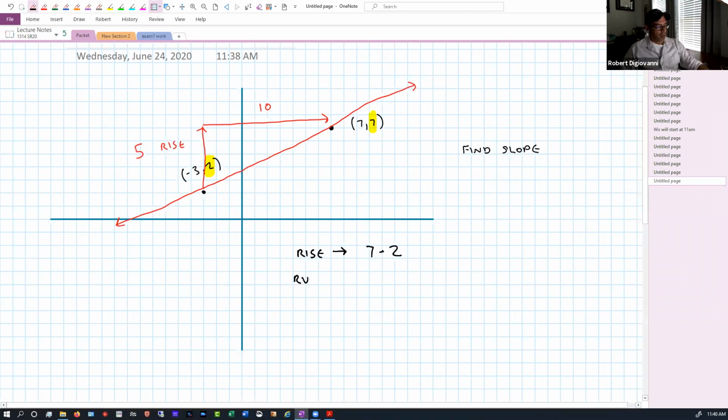And then the run, this one's a little tricky, is just the difference of the x's. So the x on the top right point is 7. If I take away from that, what's the x on the other point over here? It's -3, right? So you take away -3. So you would get a rise of 5 and a run of 10, because 7 minus -3 would be 7 plus 3, which is 10. Do y'all see how I kind of did that? The difference of the y coordinates would give you the rise. The difference of the x coordinates would give you the run.